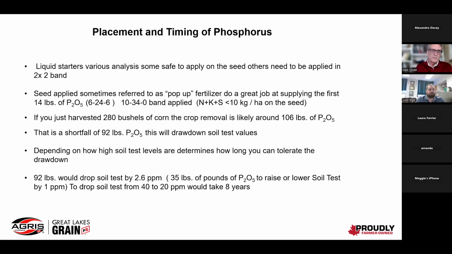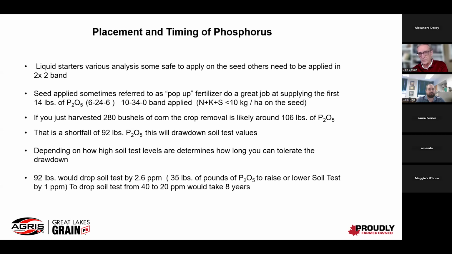So if, for example, you're already at 40 ppm phosphorus and you're waiting to get down to 20 to make a fertilizer application, how long would that take in this scenario? Well, you'd have 8 years before you really start worrying too terribly much about being short on phosphorus. So it's not a 1-to-1. It's not 92 pounds to the ppm. There's a factor there of 35 pounds. So keep that in mind.